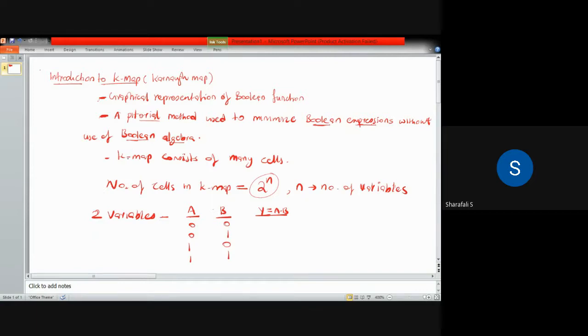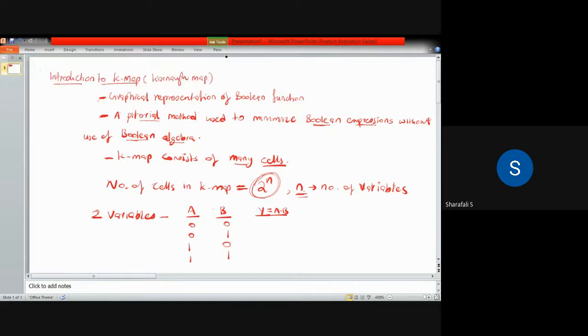And this K-map consists of many cells. Okay, and this number of cells will be given by the equation: number of cells in a K-map is equal to 2 raised to n. Okay, this quantity 2 raised to n, where n is the number of variables or number of inputs that will be given to that particular circuit.